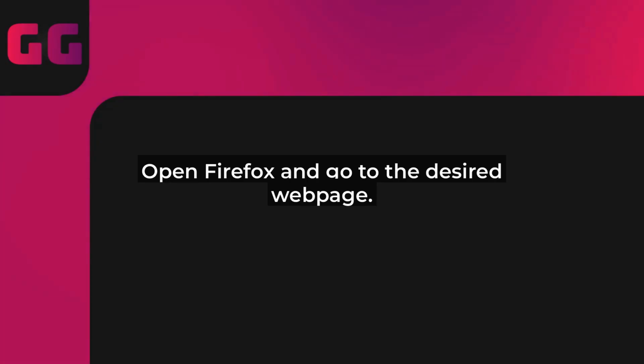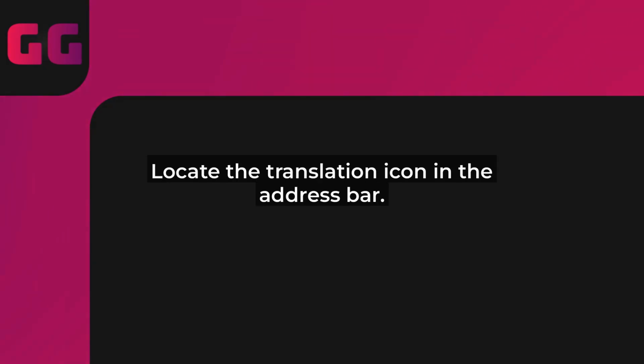Open Firefox on your device and navigate to the web page you want to translate. For example, let's say you're on a Spanish website and you prefer English. Once the page loads, look for the translation icon. It's usually a little globe or language symbol in the address bar. Click on it, and Firefox will detect the page's language automatically. If it doesn't, you can manually select the source language from the drop-down menu.